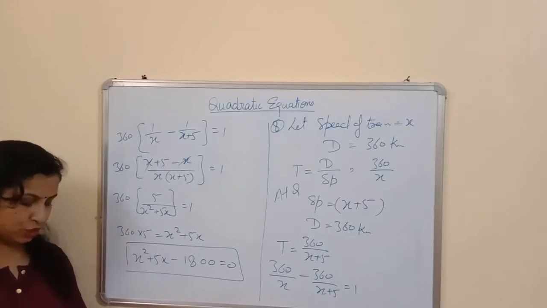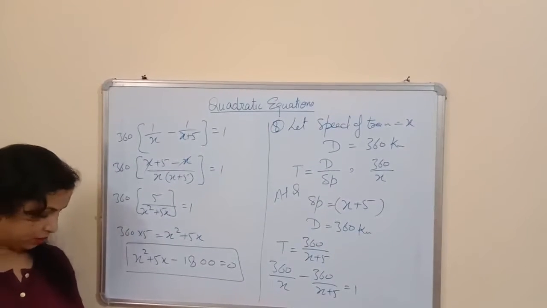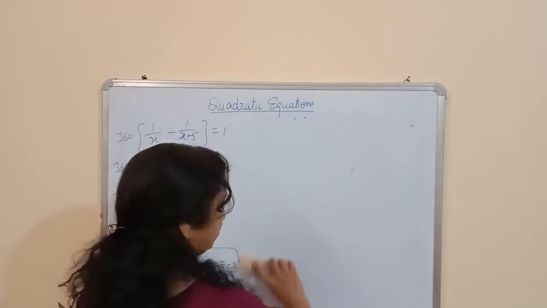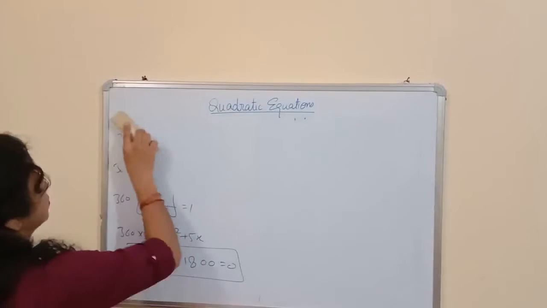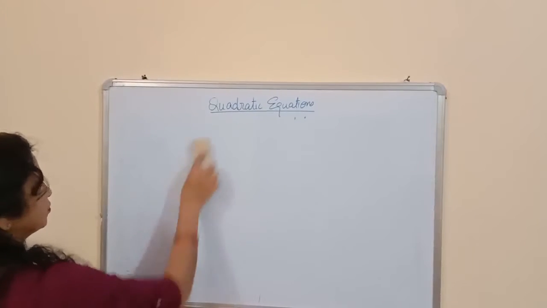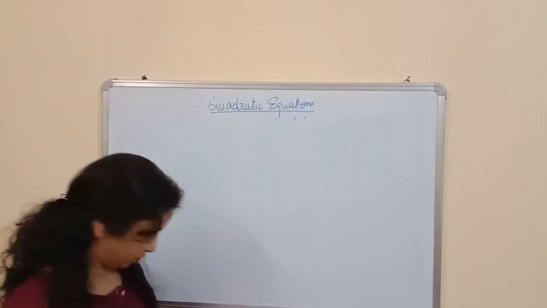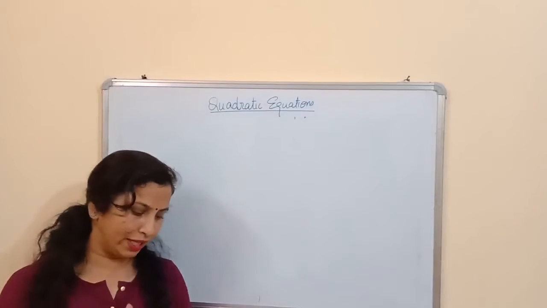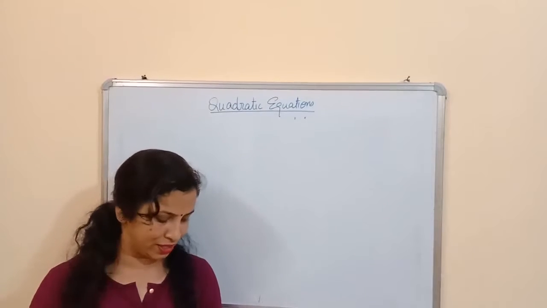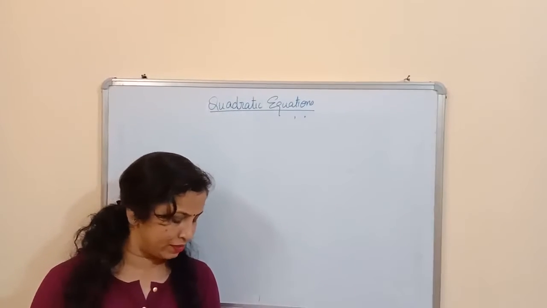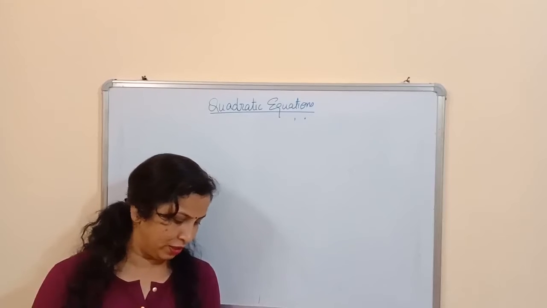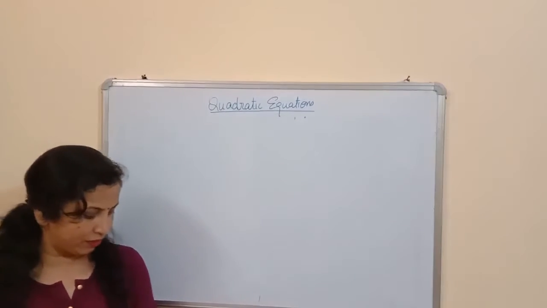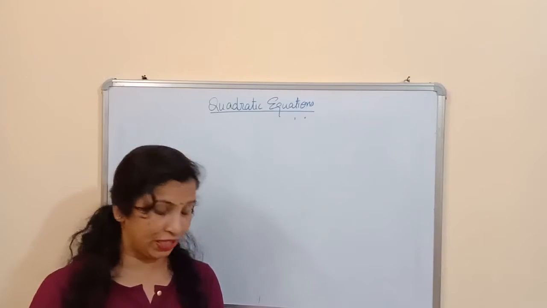Now question number 9. Question number 9 is really important. Two water taps together can fill a tank in 9 whole 3/8 hours. The tap of larger diameter takes 10 hours less than the smaller one to fill the tank separately. Find the time in which each tap can separately fill the tank.